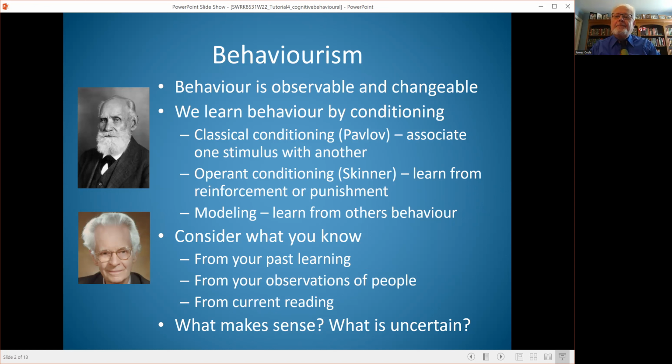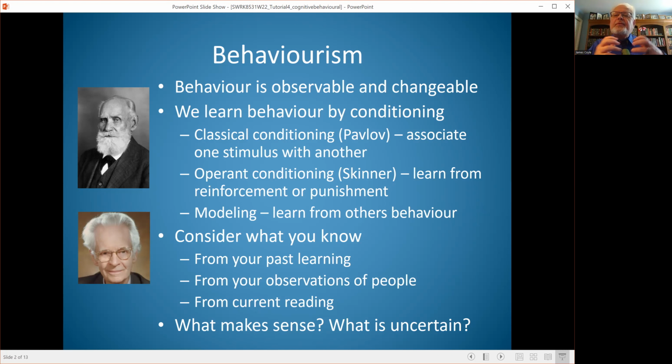Another aspect is modeling, in which you can learn by observing what others' behavior is. For example, if you see somebody get burned by touching an open flame, you generally don't have to touch the open flame yourself to learn the lesson that that's not such a good thing to do. And so you can learn by watching and seeing what other people are doing.